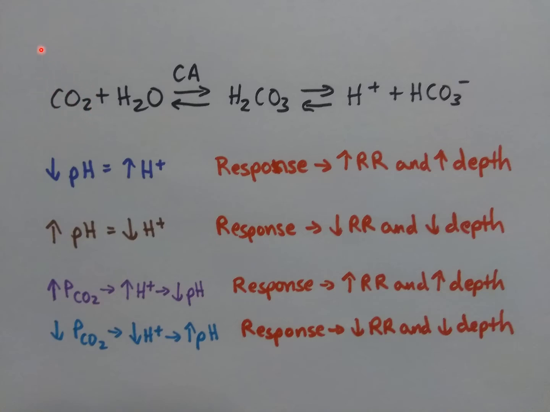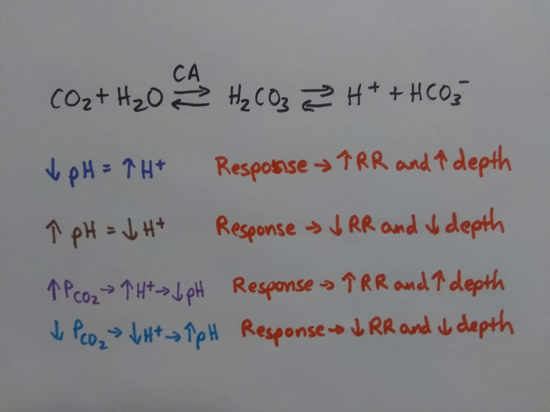And if you get rid of more CO2, that's going to drive this reaction to the left. And if you go to the left, notice that those hydrogen ions disappear by the time you get all the way to the left. And so that will fix the problem of having too many hydrogen ions. The hydrogen ion levels will drop, and that will increase the pH back up to normal.